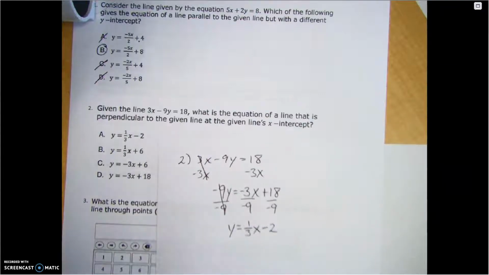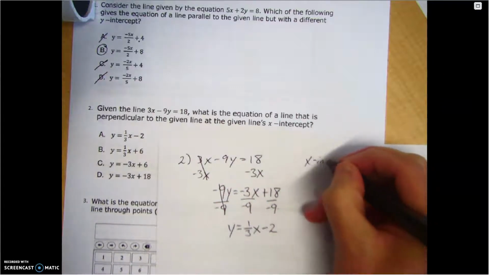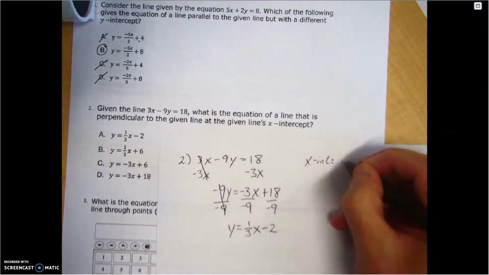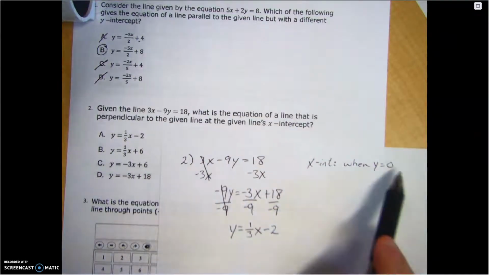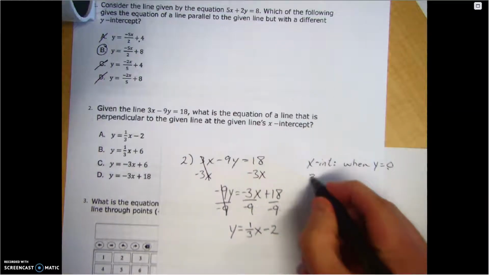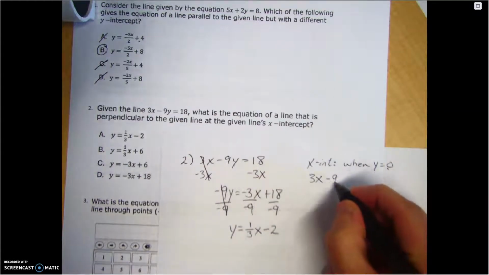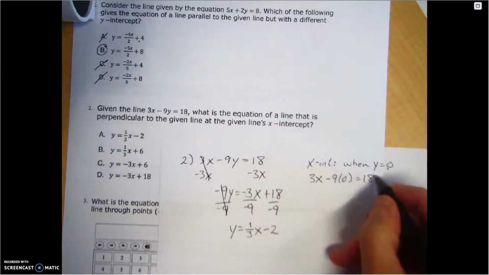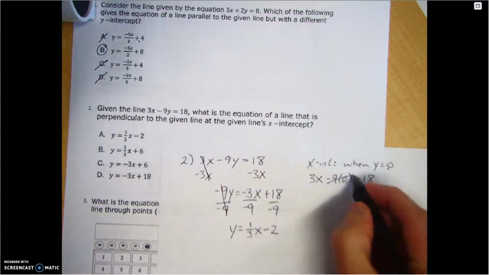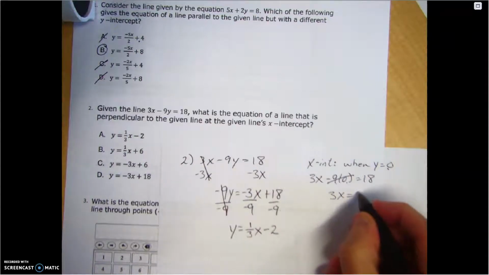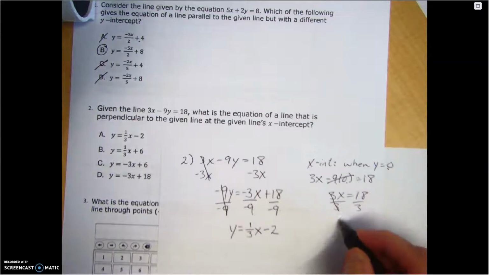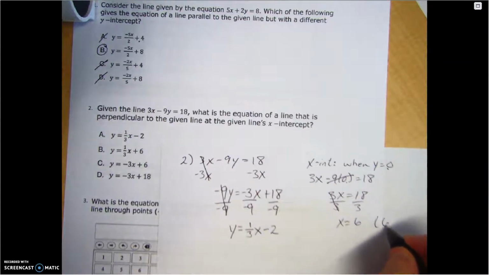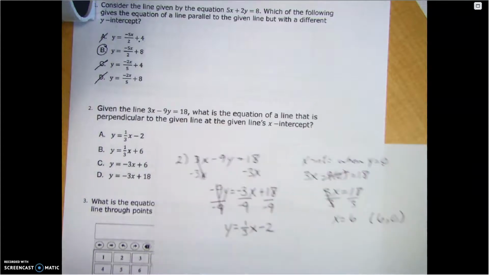So I want to know is through a point. It's through the x-intercept. X-intercept is when y equals 0. So I'm going to take this 0 and put it in for y. 0 times 9 is just 0. So 3x equals 18, divided by 3, x equals 6. So my point is going to be 6, comma 0.